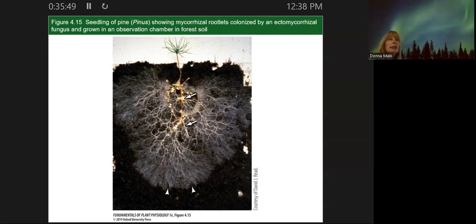So it's super extensive. And then if you imagine when you're out walking around in the woods, as you're walking, think about all of that underneath you. You have just a tremendous amount of fungal hyphae in a forest ecosystem. It's just mind-blowing when they do the calculations.